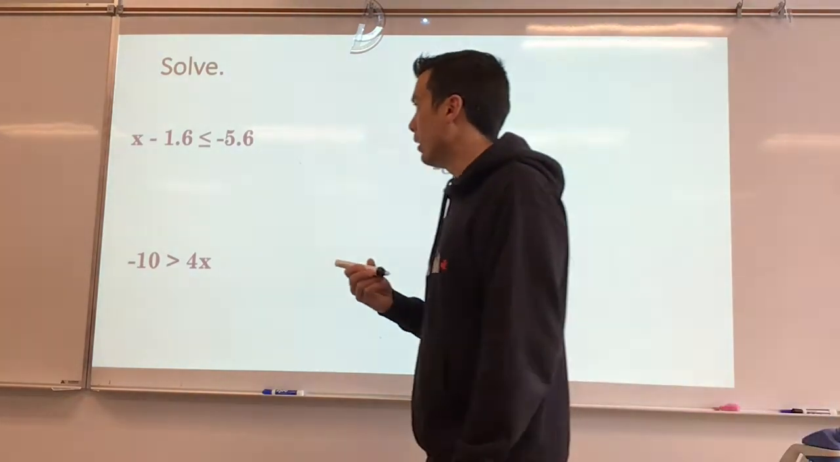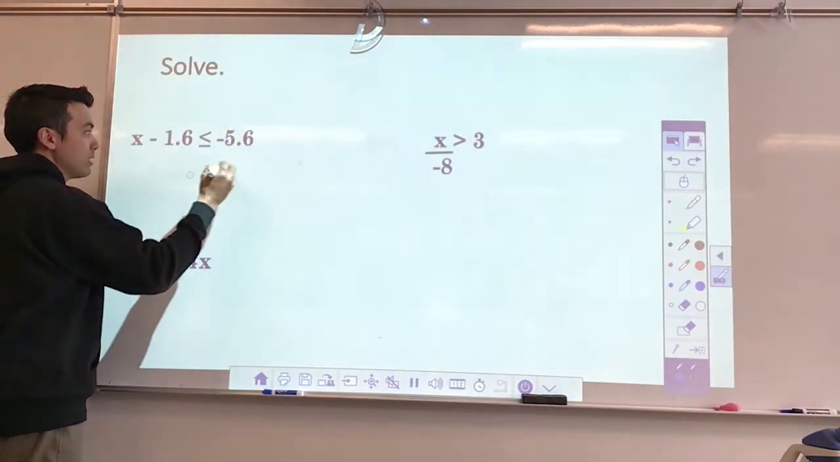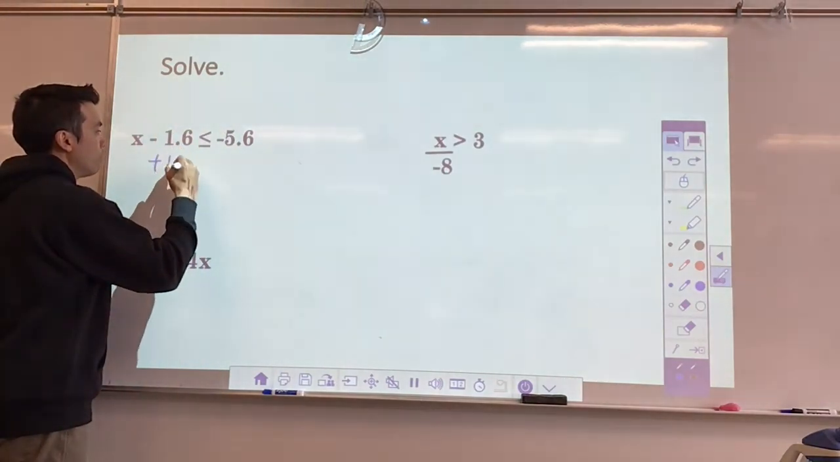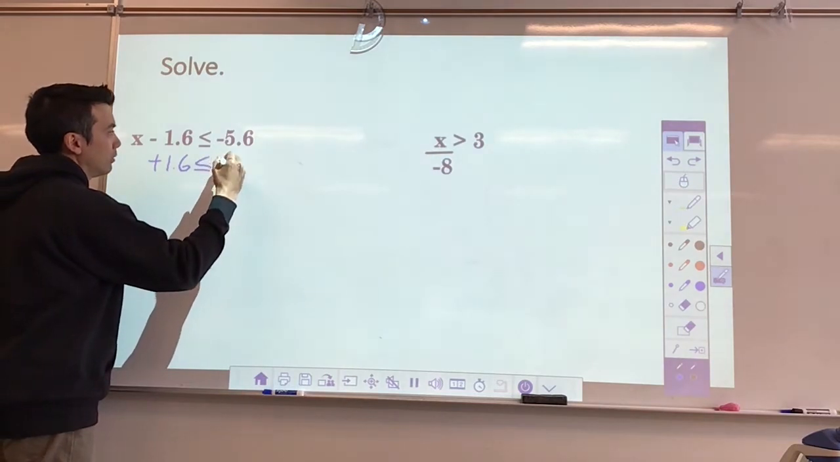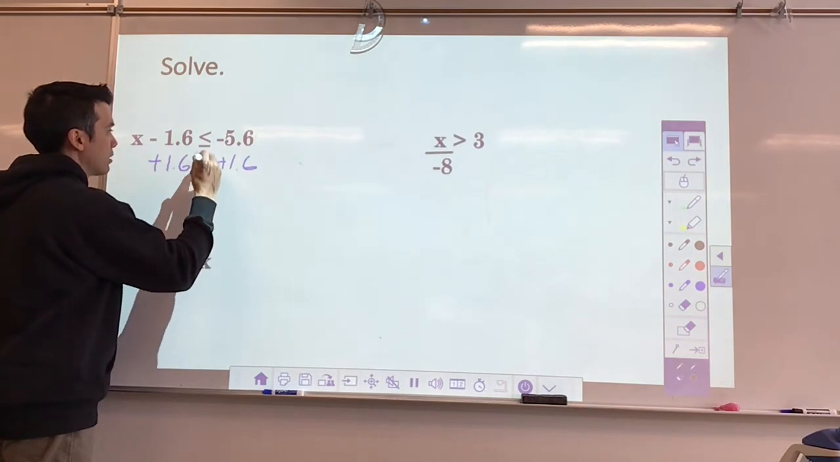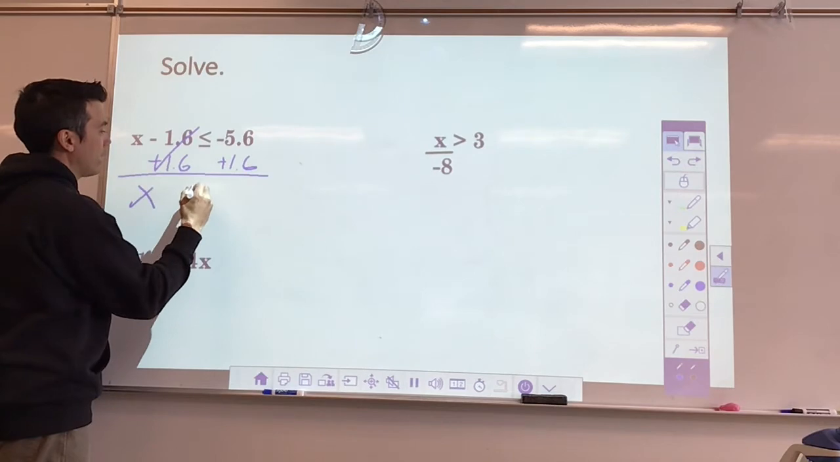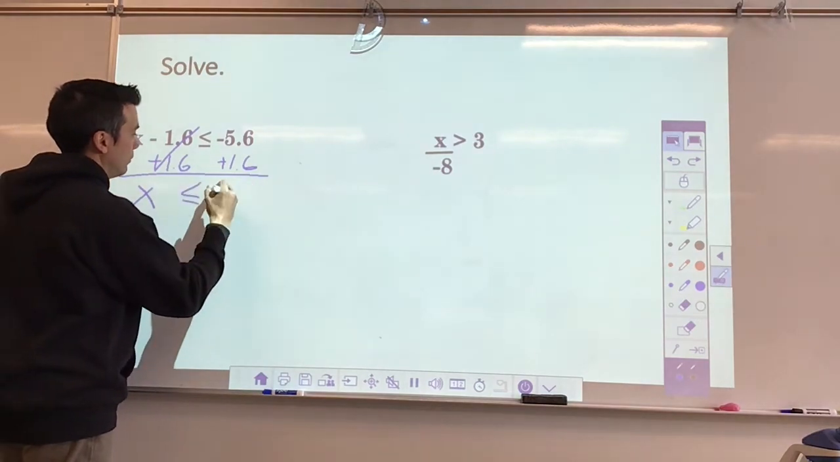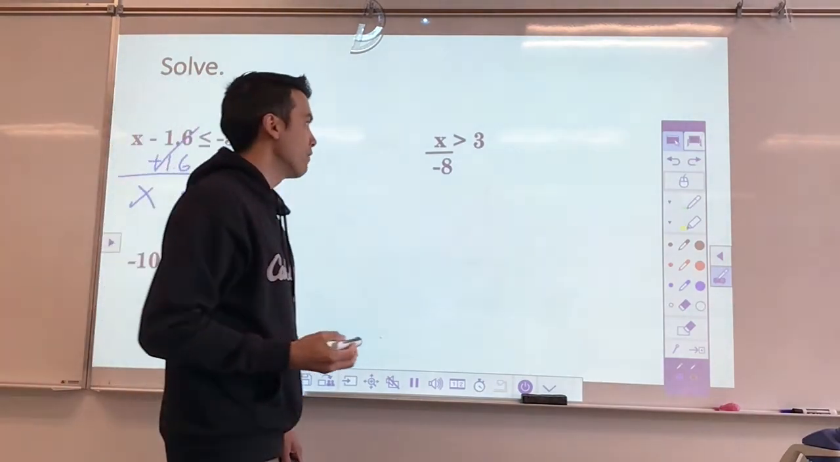So if I was to solve a linear inequality like this, I would add 1.6 to both sides. Okay, so I'm making a 0 here, and I would get -4. That's how I would solve that one.